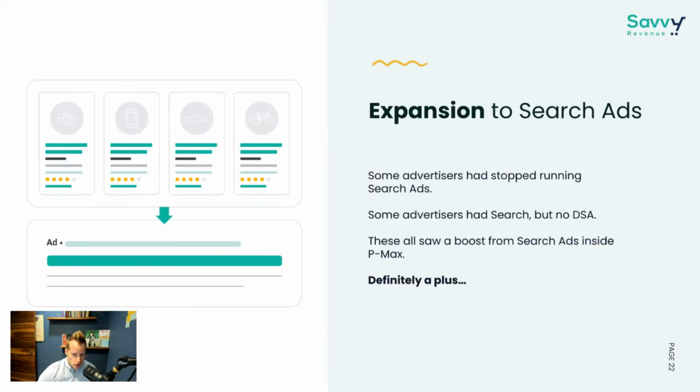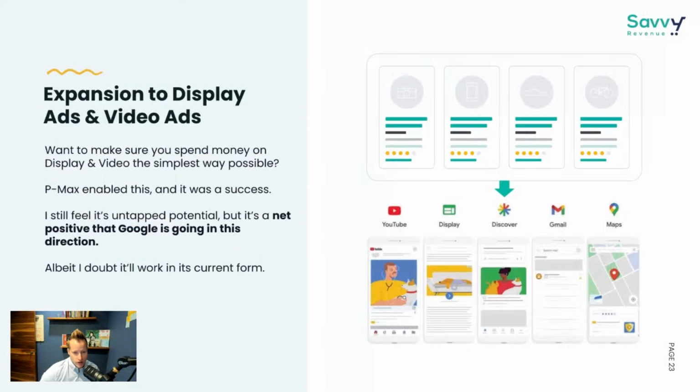Second one is expansion of search ads. We definitely saw that across the board, that when smart shopping stopped and we started seeing people going into search ads, then with PMax, people saw a boost. So that's definitely a plus. And I'd even say that the expansion to display and video ads is a massive boost. I think some of the biggest arbitrage we can do today is doing more with YouTube and more with display. More focus on YouTube, in my opinion. I think the ad inventory there is amazing. So I think it's a net positive direction that Google is going in.